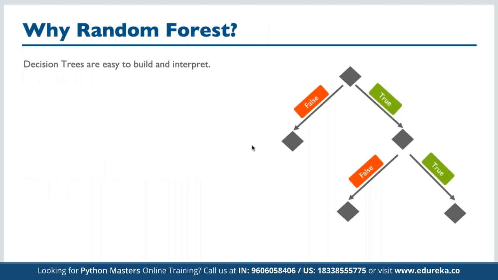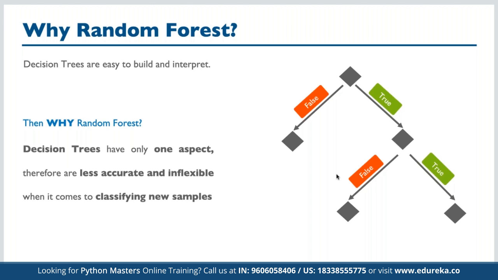If that is the case, if decision trees are so helpful and so easy to use, then why do we need to do something on top of decision trees? So that's what we have to look at now: why do we need a random forest? One disadvantage of decision trees is that they do not perform very well on real data sets. They tend to overfit.